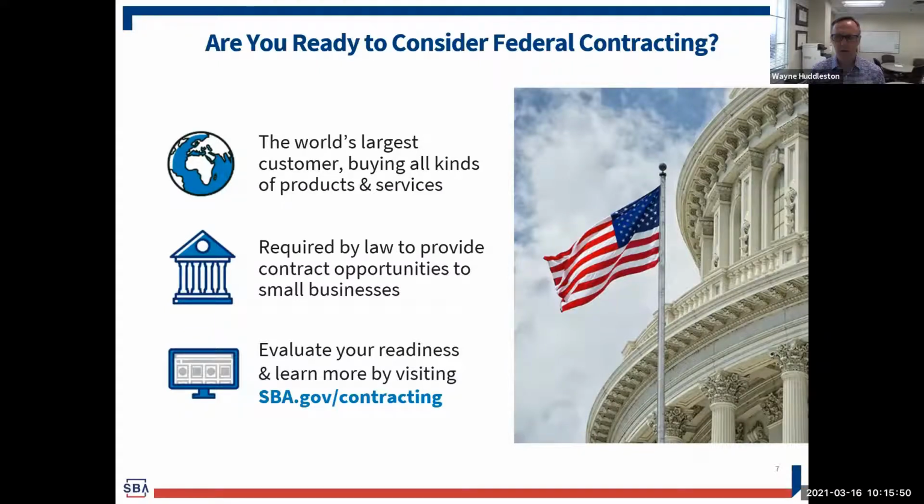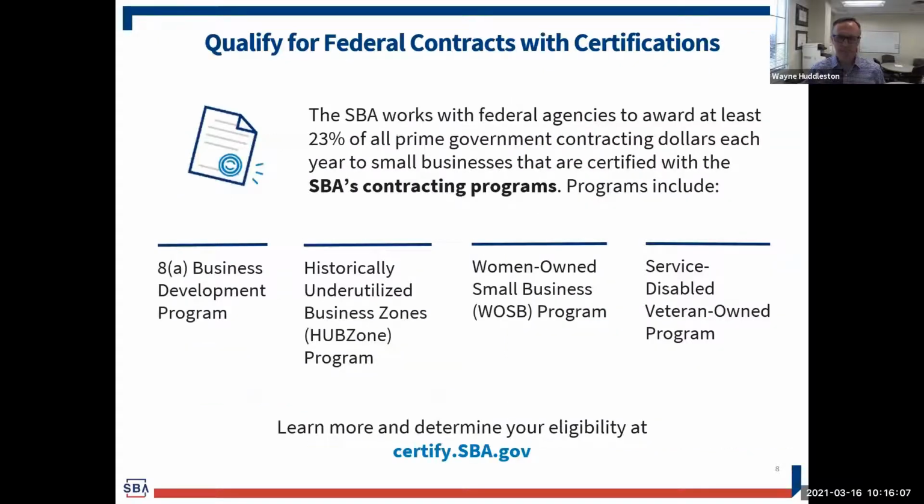They are required by law to provide some contracting opportunities to small businesses. Government-wide, there's a 23% goal that federal agencies have to supply their contracts to small businesses. They're broken down in a number of different ways. Of course, any small business counts towards that goal, but they also further break it down to smaller businesses, such as one called the 8(a) Business Development Program, historically underutilized business zones, women-owned small businesses, and service-disabled veteran-owned small businesses.